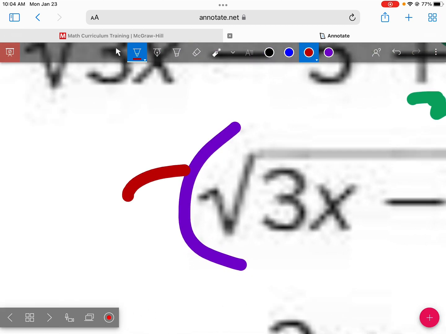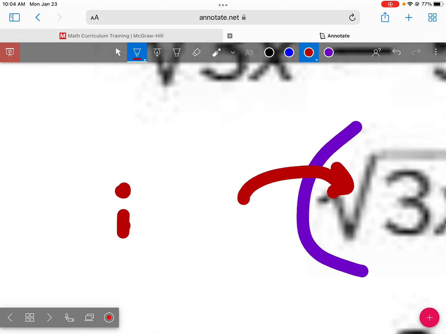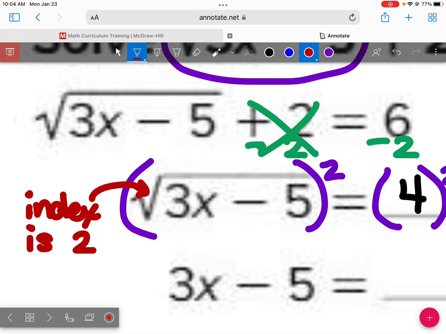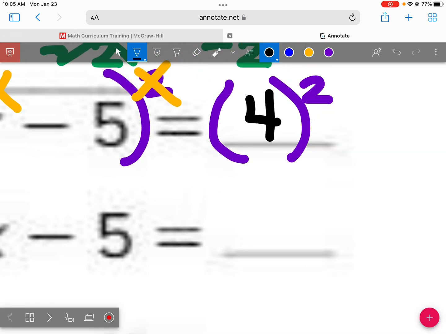My index is 2. And I'm raising it to the power of 2. So that's going to cancel. So I'm not going to have a radical anymore at all. On the other side, I actually have to square that number. What happens when I do 4 squared? We get 16.